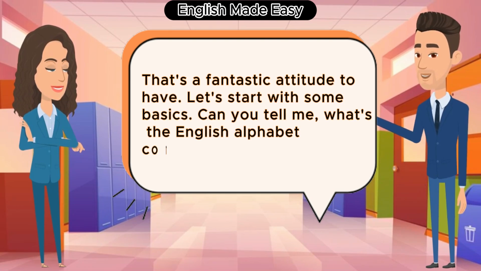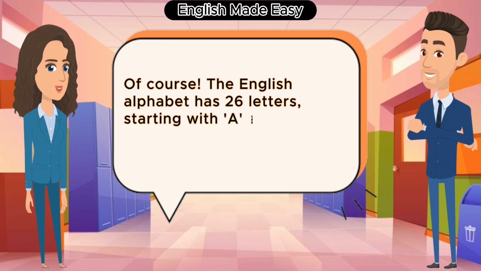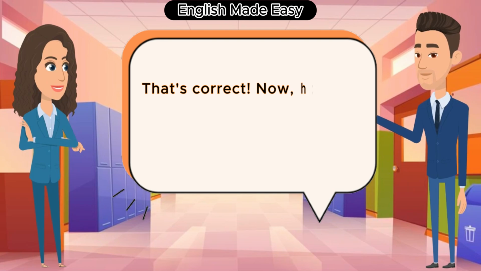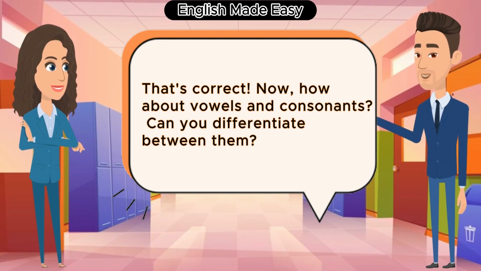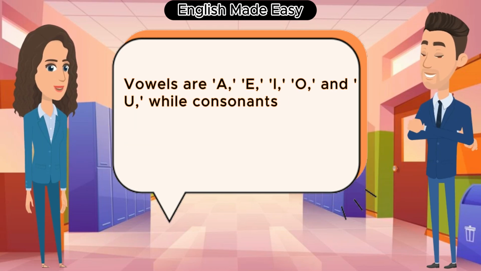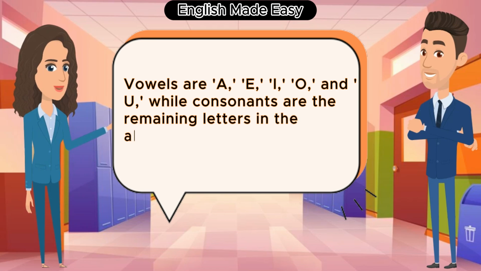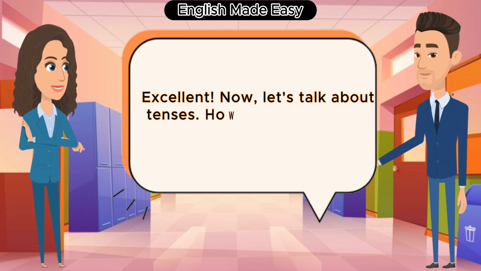Can you tell me, what's the English alphabet composed of? Of course, the English alphabet has 26 letters, starting with A and ending with Z. That's correct. Now, how about vowels and consonants? Can you differentiate between them? Vowels are A, E, I, O, and U, while consonants are the remaining letters in the alphabet. Excellent.